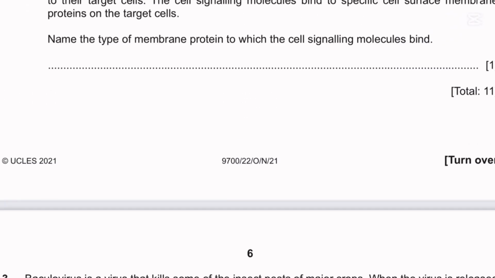Now, albumin transports some cell signaling molecules from the cells where they are synthesized to their target cells. The cell signaling molecule binds to a specific cell surface membrane protein on target cells. The type of membrane protein to which the cell signaling molecule binds is a receptor protein.